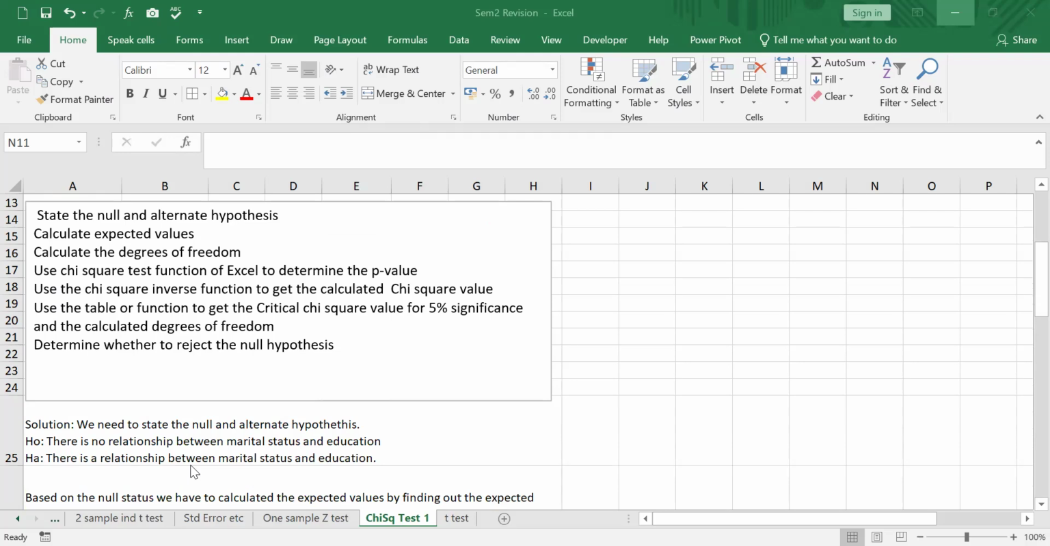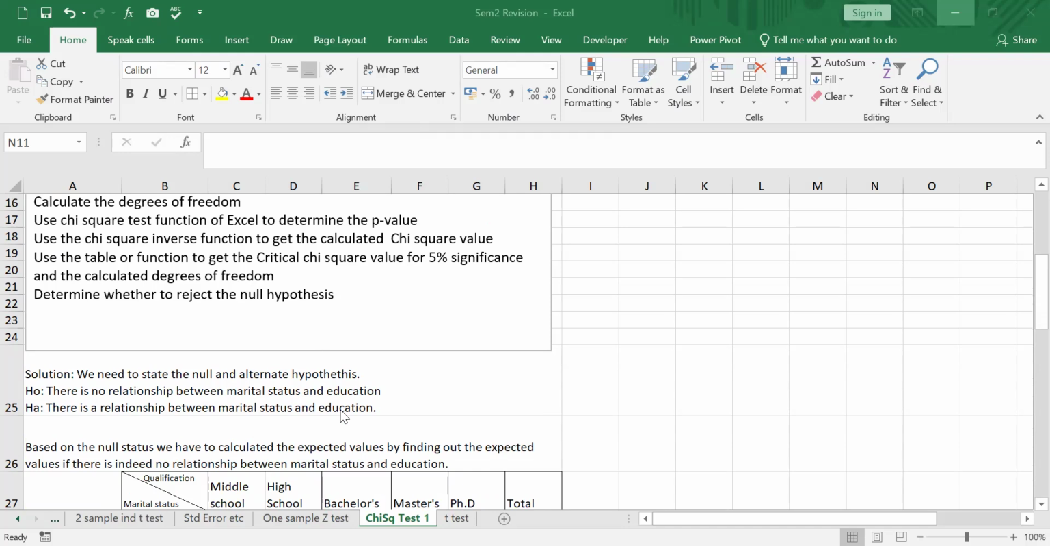We first need to state the null and alternate hypothesis. So let us say H0, the null: there is no relationship between marital status and education. The alternate: there is a relationship between marital status and education. These are the two things.